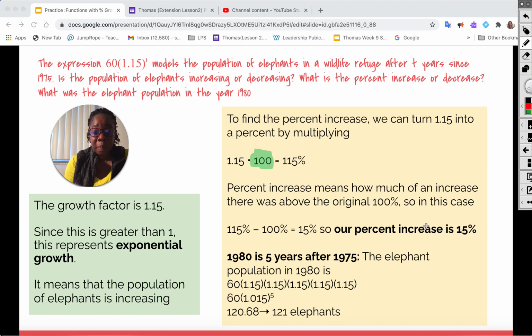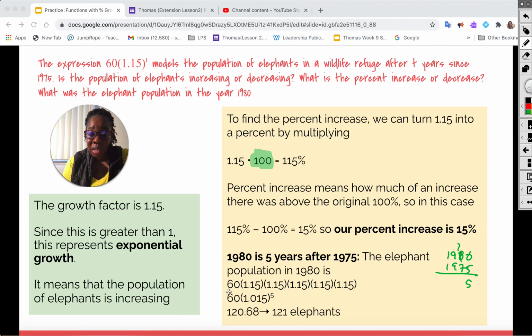So we know that. Now, they asked us also to find the elephant population in the year 1980. When we think about it, 1980 is 5 years after 1975, and you can do a simple subtraction to figure that out. 1980 minus 1975, and you can clearly see that is 5. So it's 5 years.